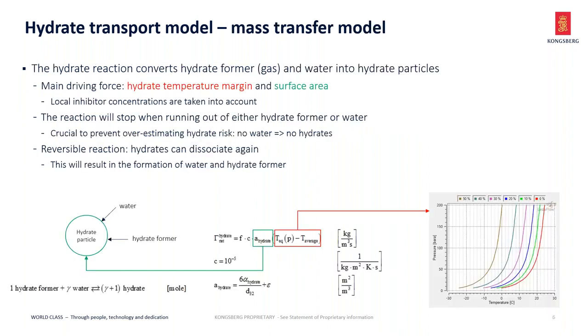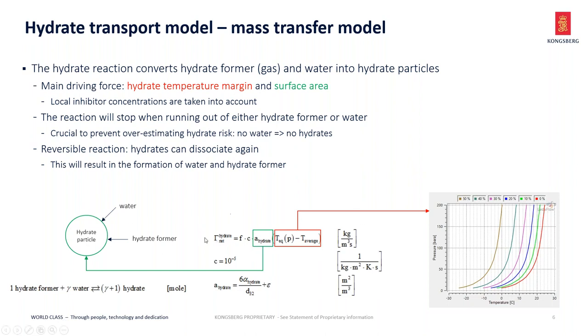So basically the hydrate reaction that we have in the hydrate transport model is giving us the hydrate particles. That's basically converting hydrate former, which is normally gas, but it could also be dissolved gas in the oil, and water. Those are being converted into hydrate particles. The main driving force here is the hydrate temperature margin, like what you're used to when doing hydrate risk assessments, and also the surface area of the hydrate particles, taking into account the inhibitor concentrations in the hydrate temperature margin. So that is shown over here.